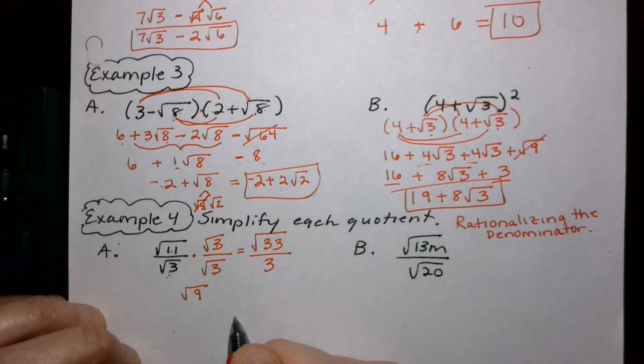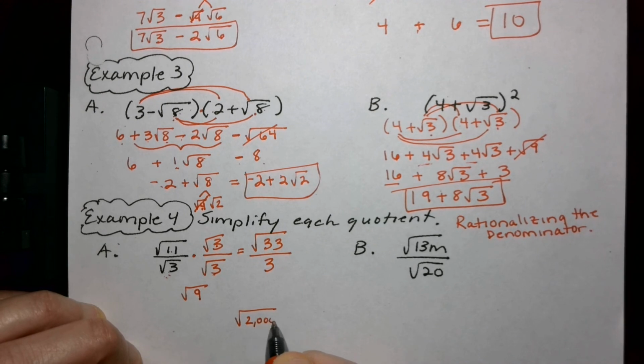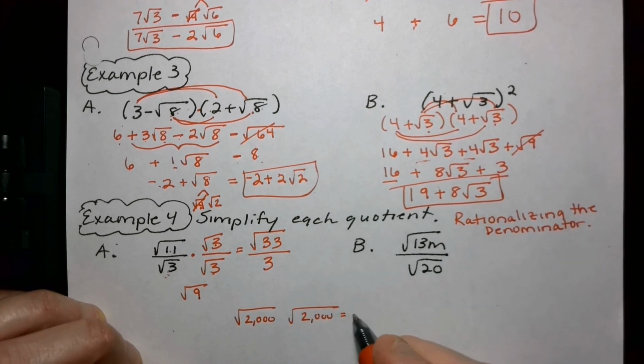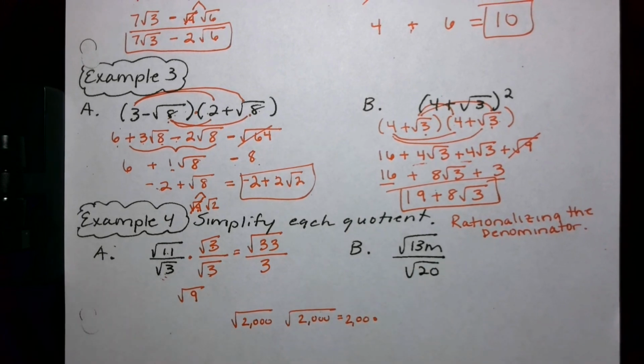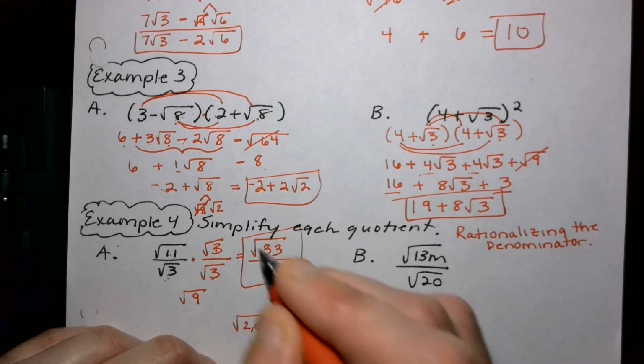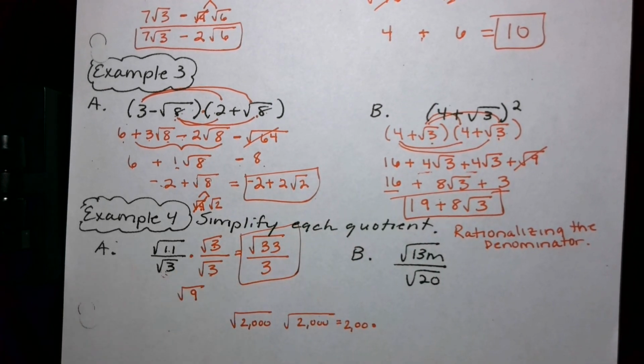The square root of 2 billion, I'll just put 2,000, times the square root of 2,000 is, guess what? 2,000. Okay, because you're going to get the square root of 4 whatever, and then you're going to take the square root and get your 2,000 back. Okay? So there's your final answer. No square root in the bottom. And the square root of 33 does not reduce.